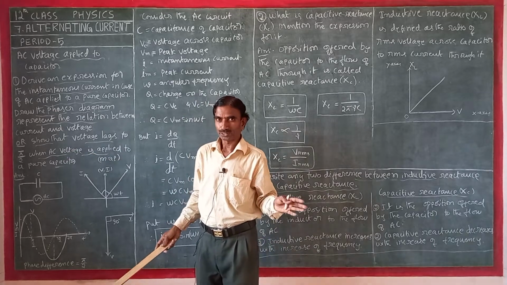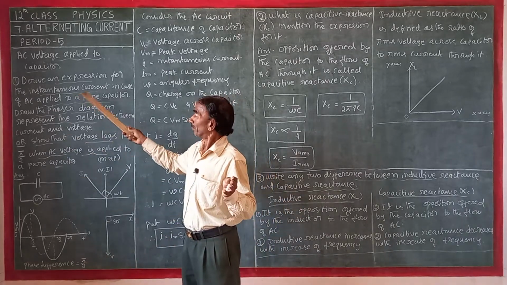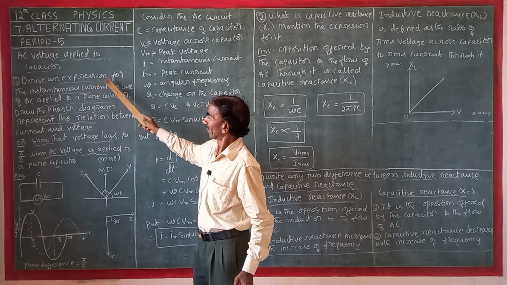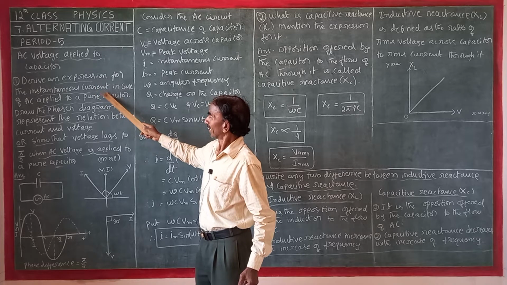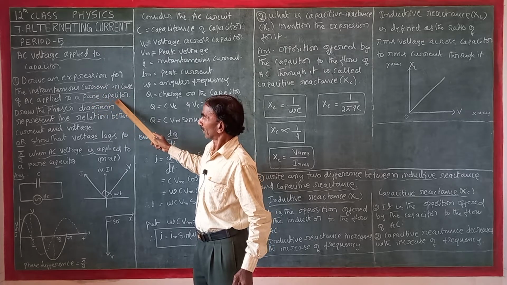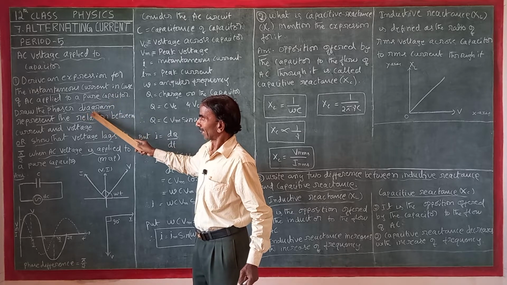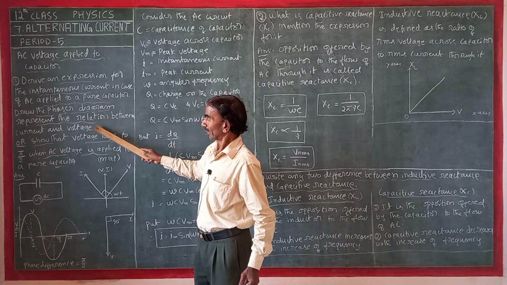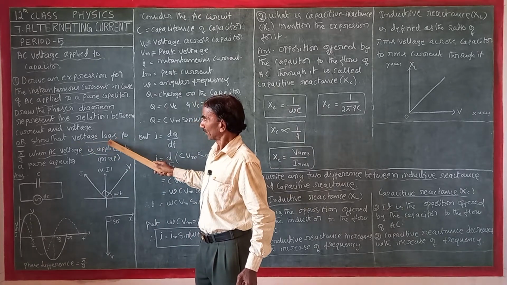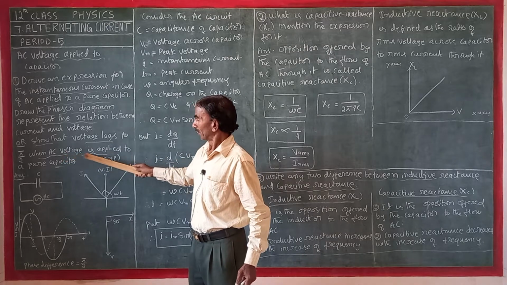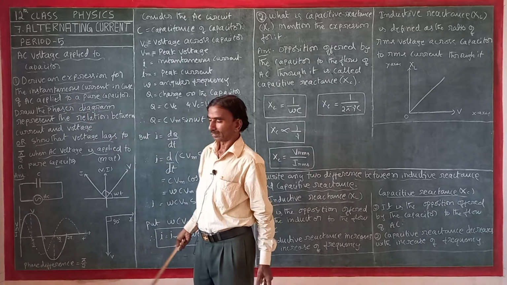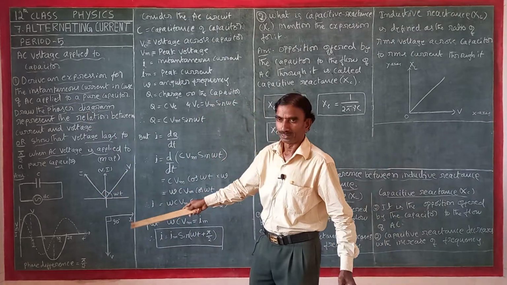Same as the previous question, what you have studied in the previous class, in the fourth period and in the third period. Derive an expression for the instantaneous current in case of AC applied to a pure capacitor. Draw the phasor diagram, represent the relation between current and voltage. Another type: show that current leads voltage by pi by 2 when AC voltage is applied to a pure capacitor. Same question as in the previous class, but the diagram is somewhat different.